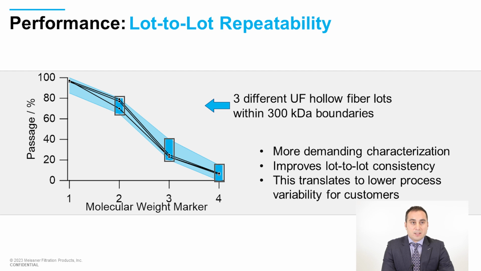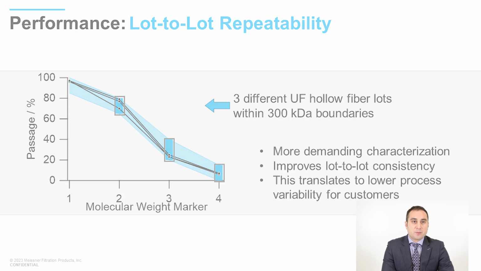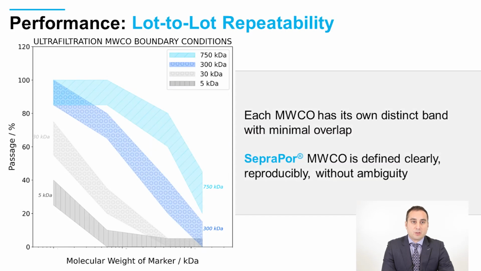So we realize this characterization is more demanding, but we're confident that this improves lot-to-lot consistency, and this will translate to lower process variability for our customers. Passage bands can be established for different porosity ultrafiltration membranes, from 5 kilodalton to the largest 750 kilodalton, shown here. For simplicity, there are 4 different passage bands. Each molecular weight has its own distinct band with minimal overlap. Sepropore molecular weight cutoffs are defined clearly, reproducibly, and without ambiguity.